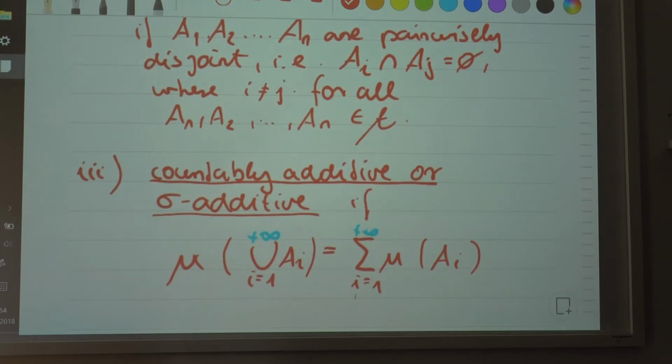And these sets are pairwise disjoint. So for pairwise disjoint sets A1, A2, and so on, which are from the sigma algebra, I don't have space for the new slide here, but this is the same thing too. These sets are still pairwise disjoint, and all of them are elements of the sigma algebra.